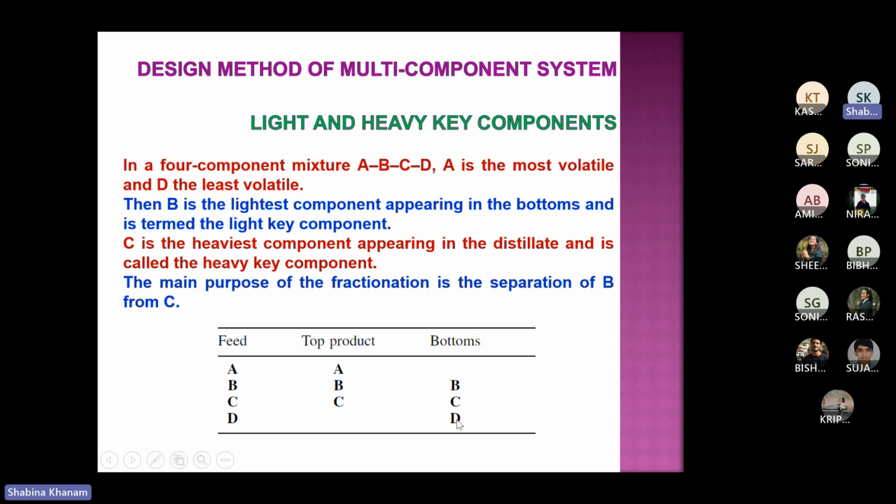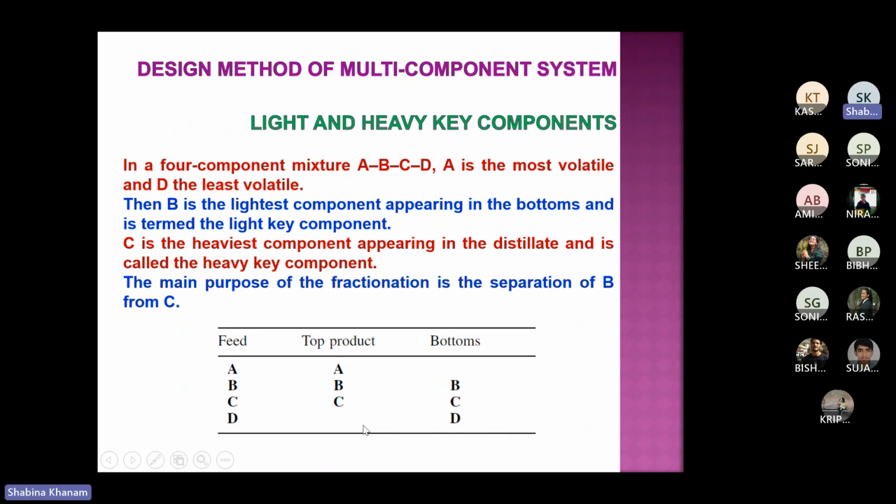Lightest in bottom: if you see here, I'm having B, C, D. A is not available because A is the lightest, so that will go at the top. But the lightest component available to us is B, because this table I made arranges the components in decreasing volatility. So whatever is available as the first component in bottom, that would be lightest in bottom. So definition wise, lightest in bottom is the light key.